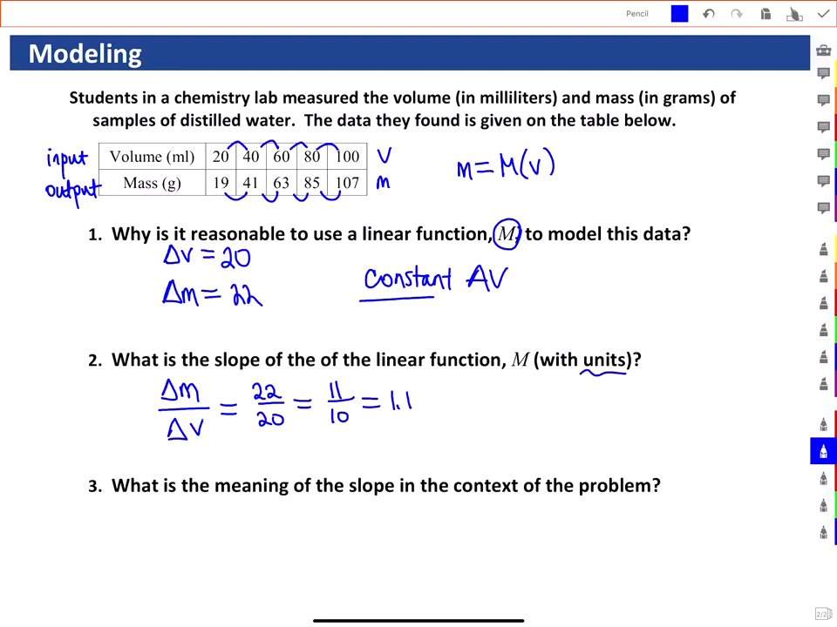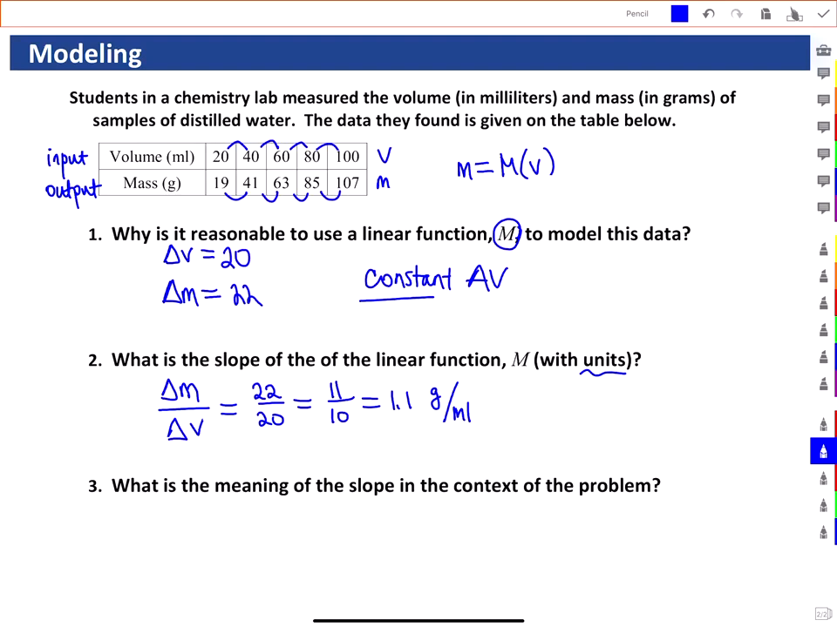Units. Units of slope or average rate of change is always something per something. In my numerator, I'm measuring mass, so that's going to have to be in grams per. My denominator is volume, that's being measured in milliliters.